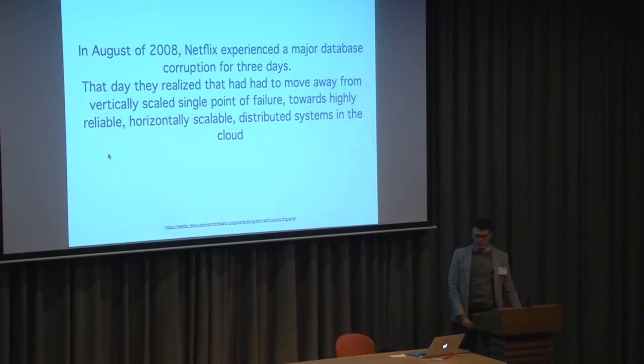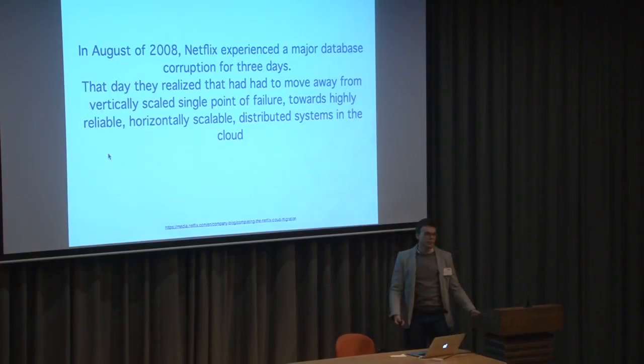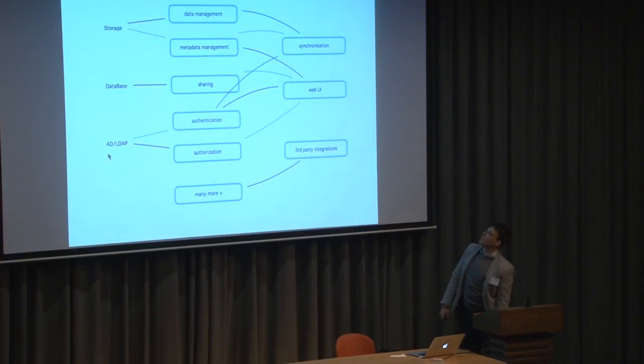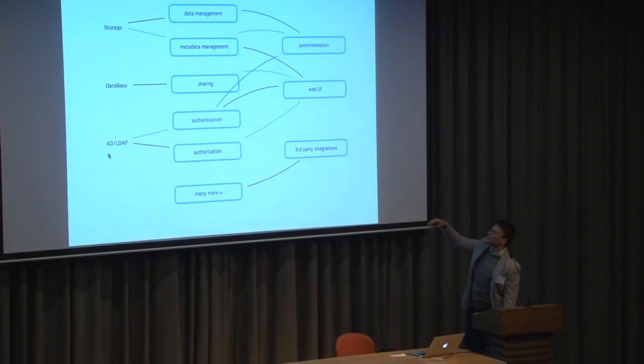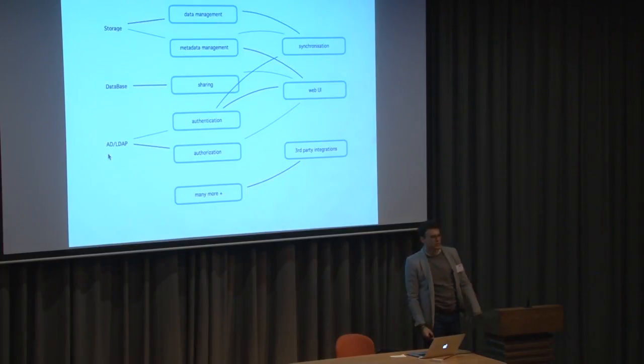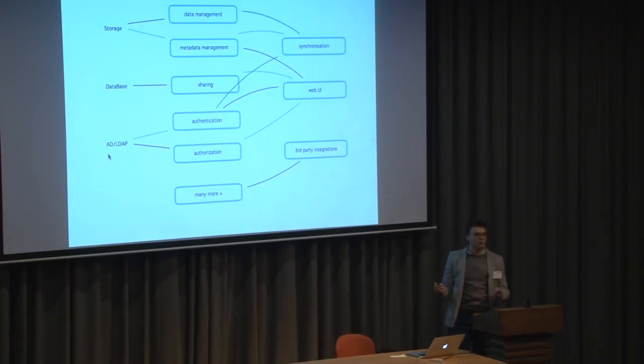So as an anecdote, in August 2008, Netflix experienced a major database corruption for 3 days, and they realized since that day that they couldn't rely anymore on a vertically scaled single point of failure, and they wanted to move to a more scaling-out architecture. And this is the day that Netflix decided to move to this microservice architecture, and currently Netflix is one of the major contributors to this environment.